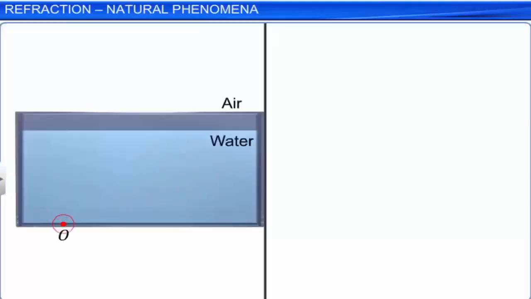Now, let us try to reason a common observation that the apparent depth of a transparent material like glass or water when viewed from above is less than the actual depth. Consider a point O at the bottom of a container filled to a depth of h with a liquid of refractive index n.